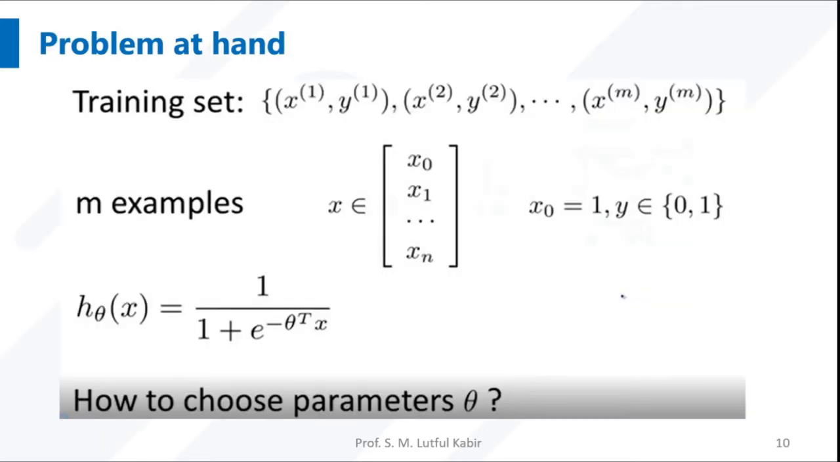Now, the problem at hand is how to determine the parameters theta. We have a training set of m examples (x1, y1), (x2, y2), etc. Each x, that means the input features, is x0 up to xn. There are n features, and the constant feature x0, which is always equal to 1. So in total, n plus 1 features. And the output y is either 0 or 1, because this is a case of logistic regression. And h(x), the hypothesis, is defined by a sigmoid function, 1 over 1 plus e to the power minus theta transpose x, and the problem is how to choose the parameter theta.